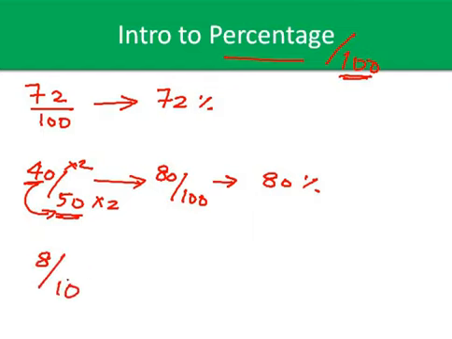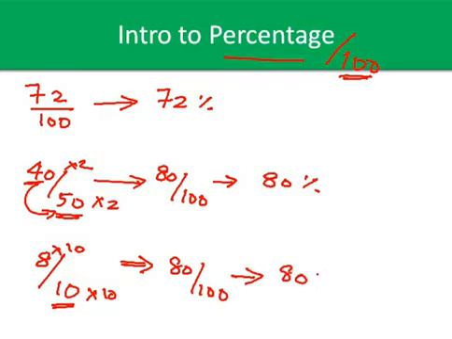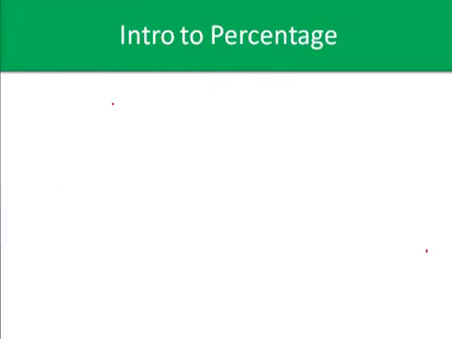Let's assume a student is scoring 8 marks out of 10 marks. Then what is going to be his percentage of marks? This 10 has to be converted into 100. So times 10, times 10. So he'll be scoring 80 out of 100, which means the percentage of marks is 80%. Let's take one final example.